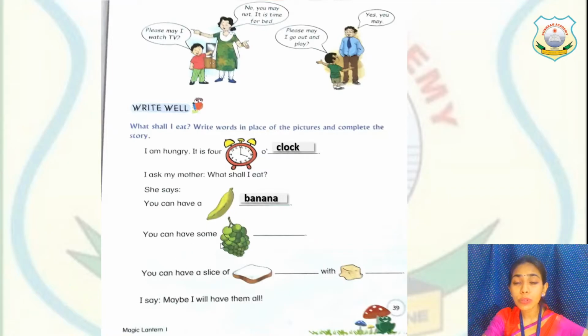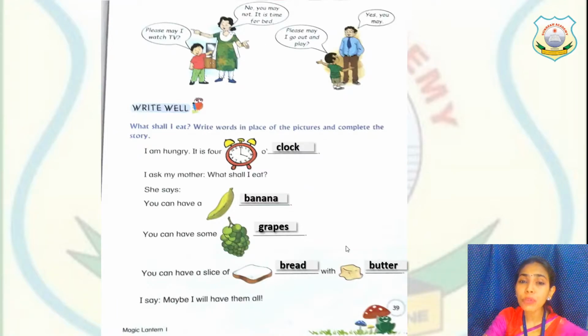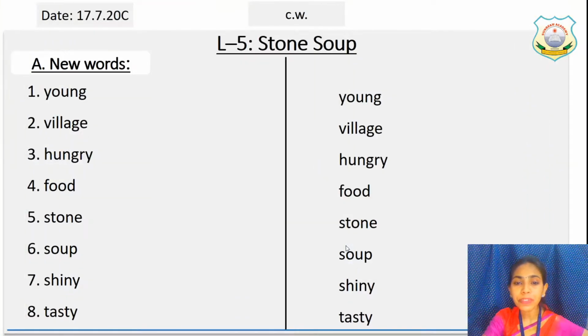And then you can also have some grapes. You can have a slice of bread with butter. So I said, maybe I shall have all of them, right? So these were the book exercises. You have to learn them properly. Okay. Now let's revise the notebook exercises.